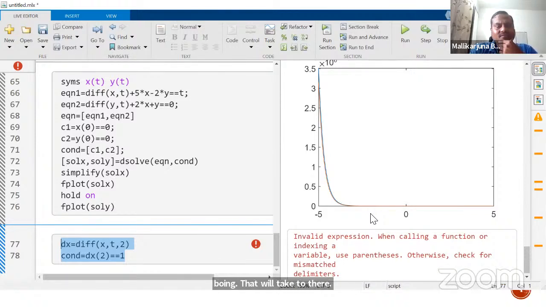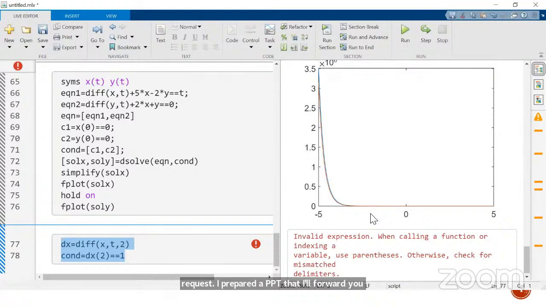So, okay, any further questions? Then I will clarify. Otherwise, we'll move on. Please provide a list of syntax related to differential equations. I prepared a PPT that I'll forward to you. Vinod sir will forward it in your common group. Yes, I will send it.